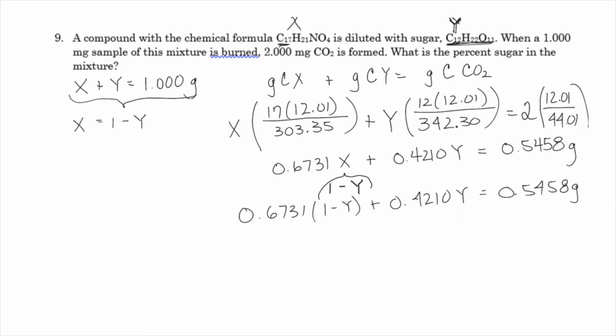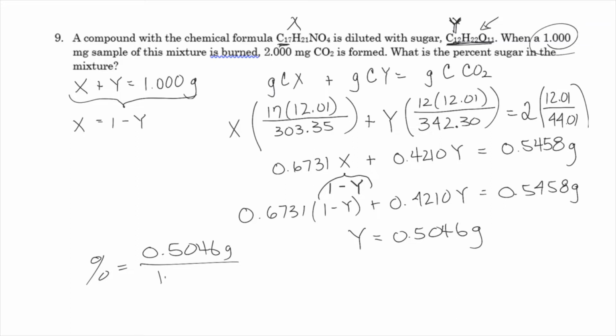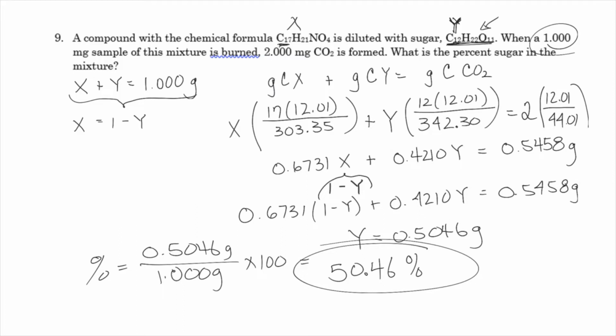Solve this. I'm going to wave my magic algebra wand, and I get Y equals 0.5046 grams. Now, Y, I said, was the sugar. So that's the mass of sugar that was present in the original mixture. And it's asking us, what is the percent sugar? Well, I know the mass of the sugar. It's 0.5046. I know the mass of the total sample, what I started with. It was 1 gram. Multiply that times 100. With the significant figures, it's going to be 50.5% sugar to start with.